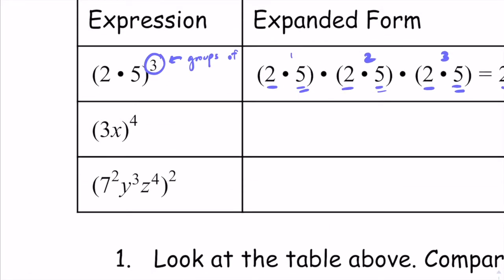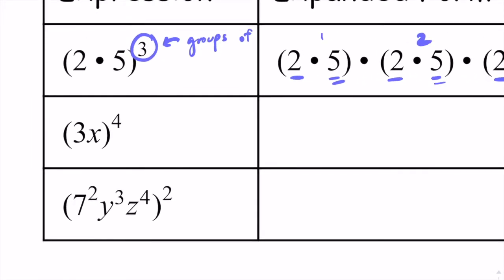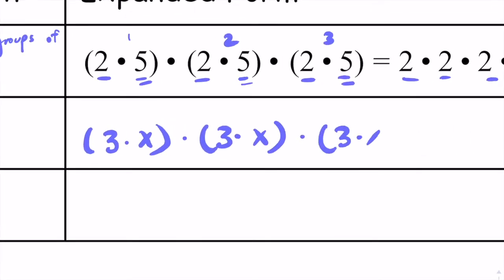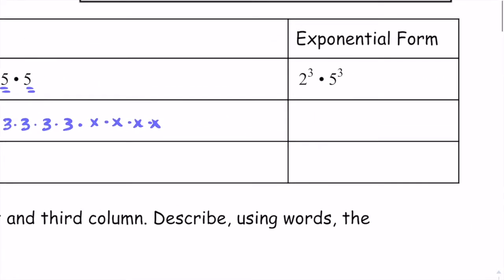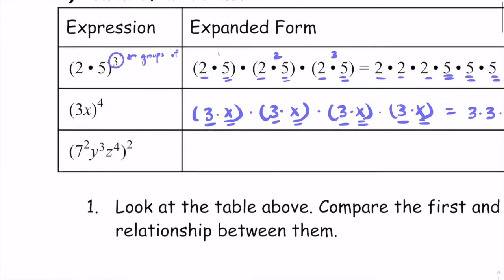Okay? So now, let's take a look at this next example. I have 3x to the 4th power, right? If I have 3 and x next to each other, what operation is going on? Correct answer is multiplication. So I have 3 times x times 3 times x times 3 times x times 3 times x. If I combine my quote-unquote like terms, how many 3's do I have? 1, 2, 3, 4. And how many x's? 1, 2, 3, 4. So in exponential form, I have 3 to the 4th power times x to the 4th power.